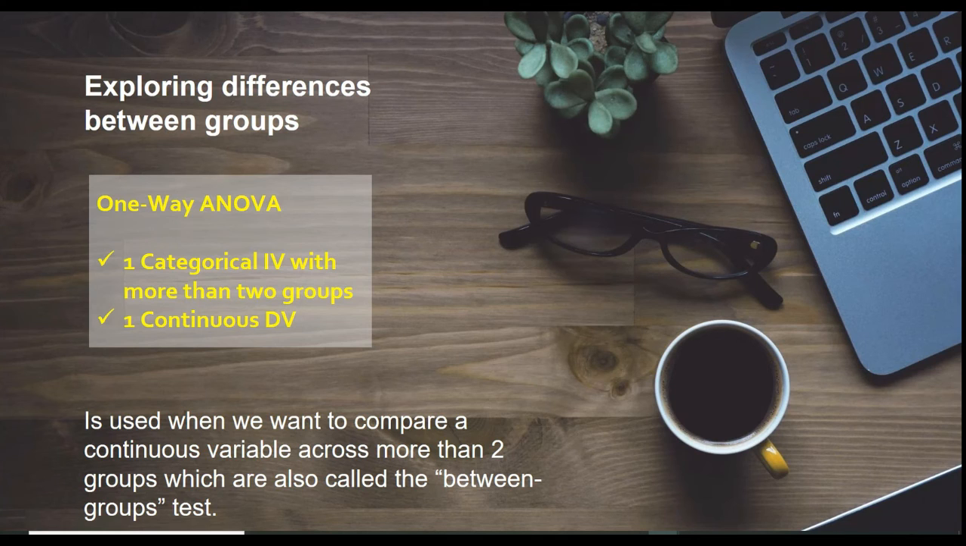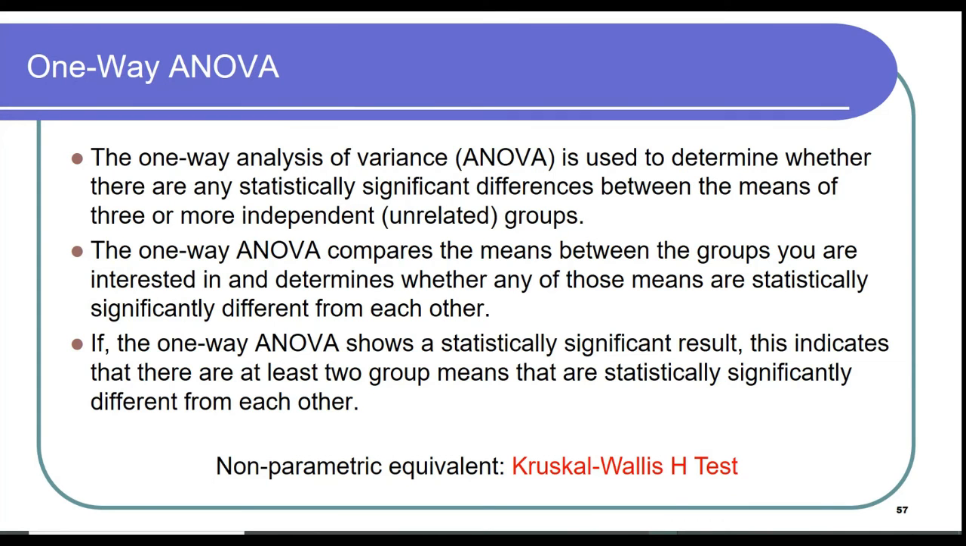So it's better than running a few more t-tests. Okay, let's look at some description of one-way ANOVA. The one-way analysis of variance is used to determine whether there are any statistically significant differences between the means of three or more independent groups, like ethnicity, like occupation. The one-way ANOVA compares the means between the groups you are interested in and determines whether any of those means are statistically significantly different from each other.